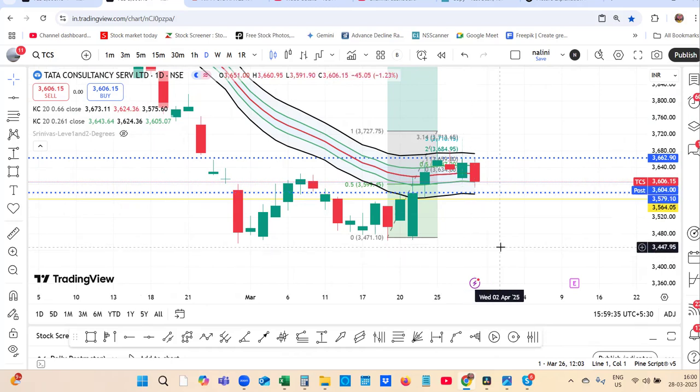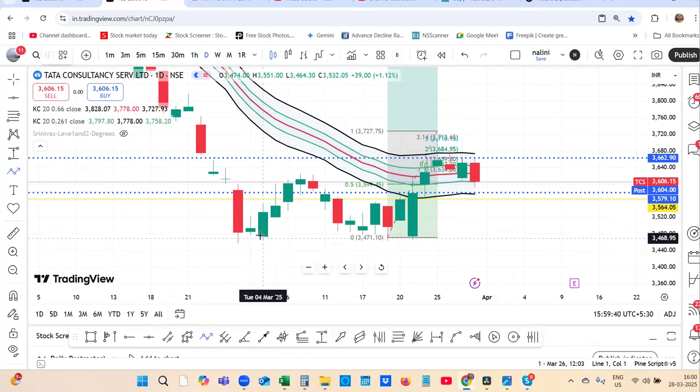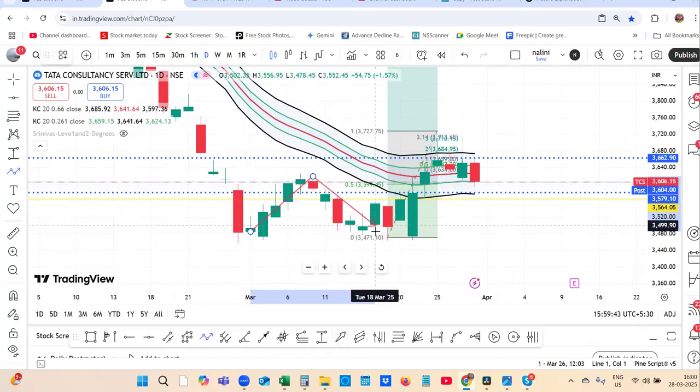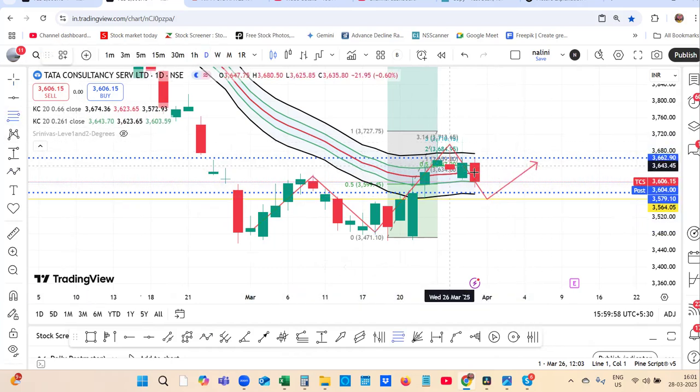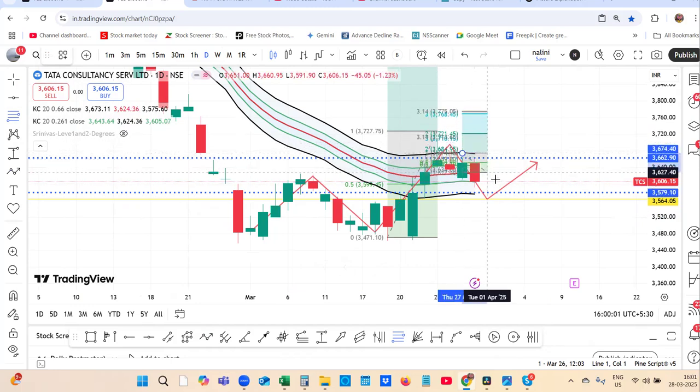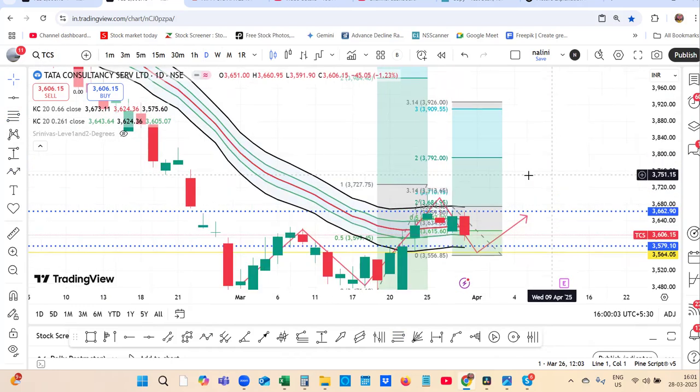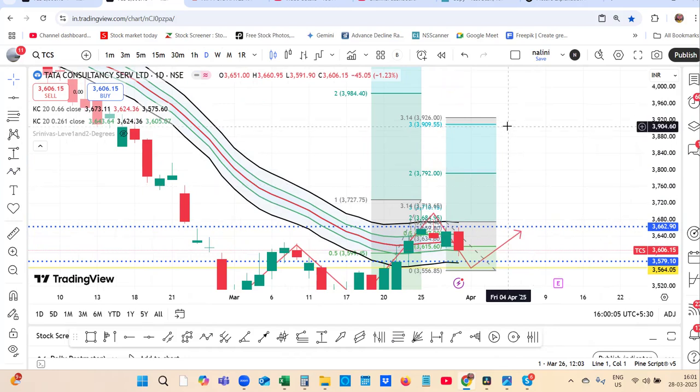Why this stock? Because it has shown trend structure. It has shown like this, made a higher high. If it makes a higher low anywhere in this area, you will have a very good thing, and you can anticipate nearly 3 levels of rise from here. That is, you can anticipate 3,900 to 3,800 in this stock.